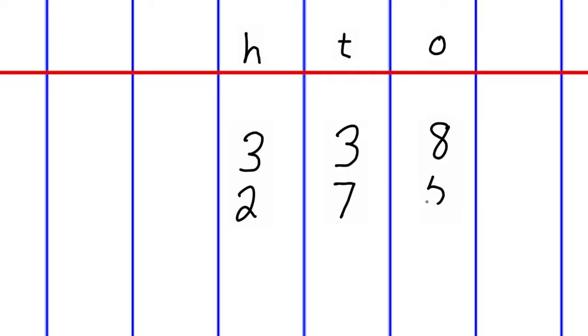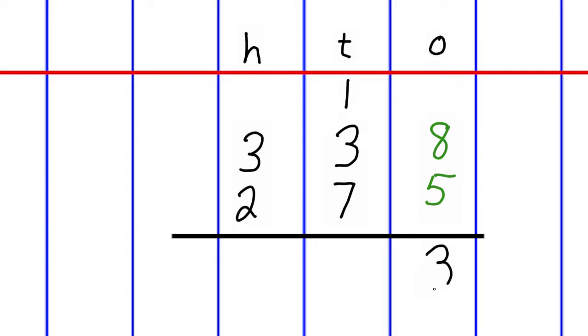Let's review using the problem 338 plus 275. Notice how the ones, the tens, and the hundreds are lined up, so the ones are in the ones place, the tens are in the tens place, and the hundreds are in the hundreds place. We start adding from the smallest place, which is the ones. 8 plus 5 equals 13, which is 1 ten and 3 ones. The 10 will be represented by a 1 in the tens place, and the 3 will be in the ones place. Now let's add the tens column.